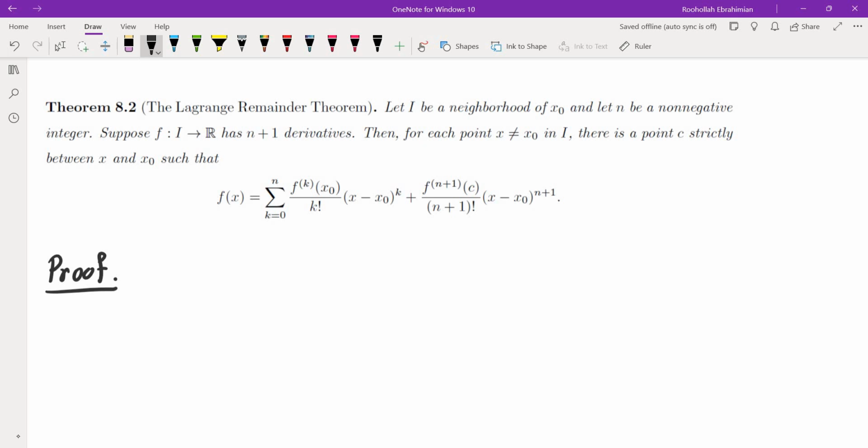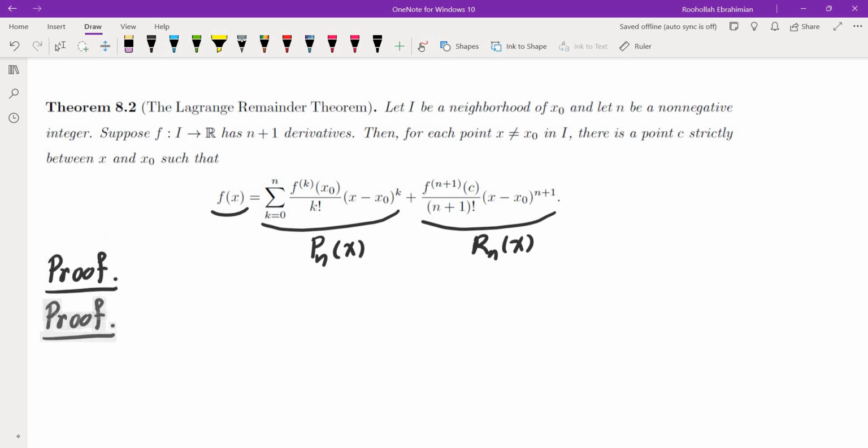So the Lagrange Remainder Theorem tells you that f of x is equal to the nth Taylor polynomial plus the remainder. And the remainder is equal to f^(n+1) of c over n plus 1 factorial times x minus x naught to the power of n plus 1. So that is what the Lagrange Remainder Theorem tells us. Okay. So just to be precise, this is what it tells us.